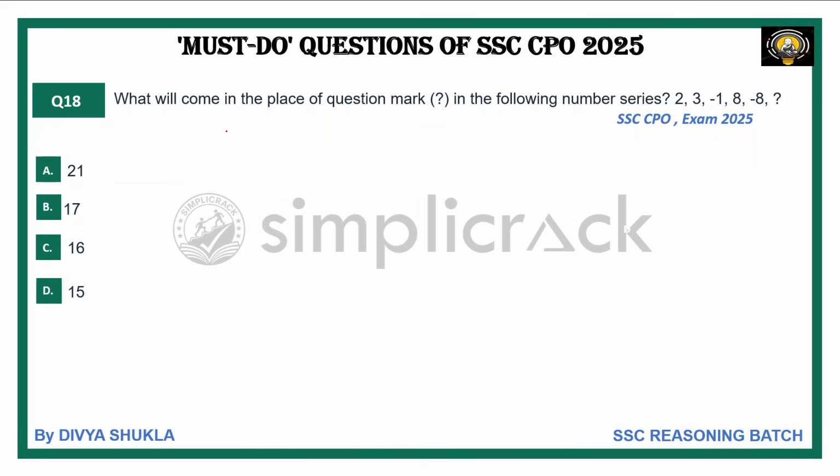Again, a question on series. I have 2, 3, minus 1, 8, minus 8, and a question mark. So what we can do is find the differences. 2 plus 1 is 3. 3 minus 4, I am adding minus 4 to 3 in order to get minus 1. From minus 1 we go to 8, that means I am adding 9.